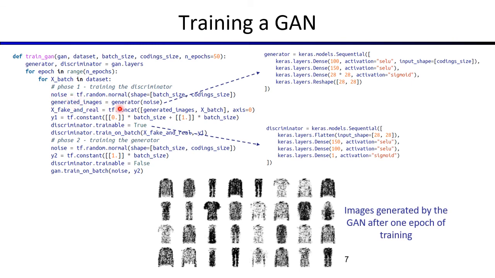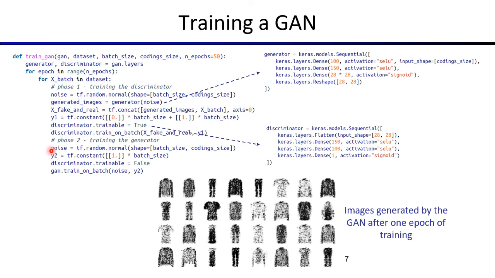We pass this array to the generator, which generates some images. We lump together the generated images with the real images from our batch, and we create an array of labels, zeros and ones, zeros for the generated images and ones for our real images from the batch. Then we set our trainable parameter of the discriminator to true. This means that here we want to train the discriminator, and we actually call our training function. We give it the images and the labels. So here we train the discriminator. Then we move on to phase 2.